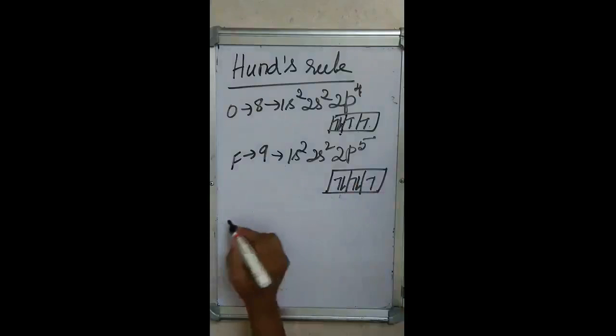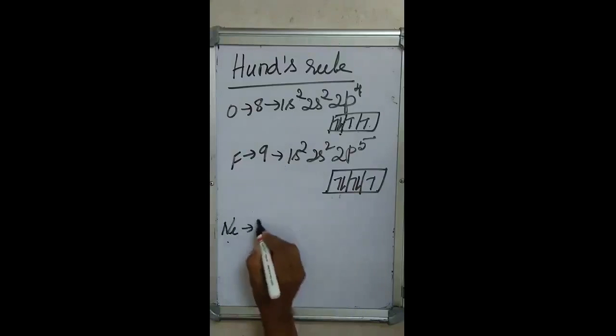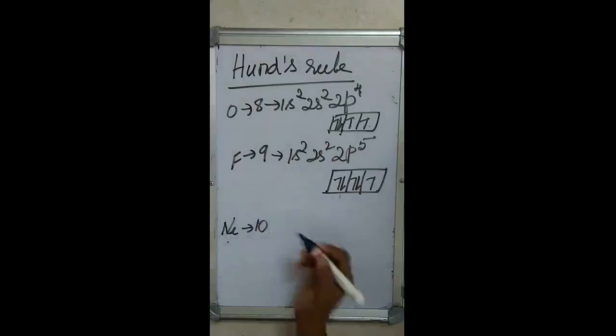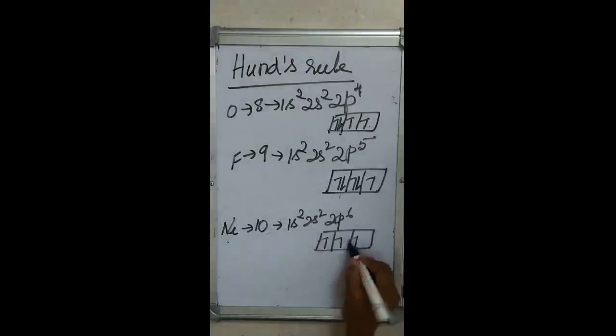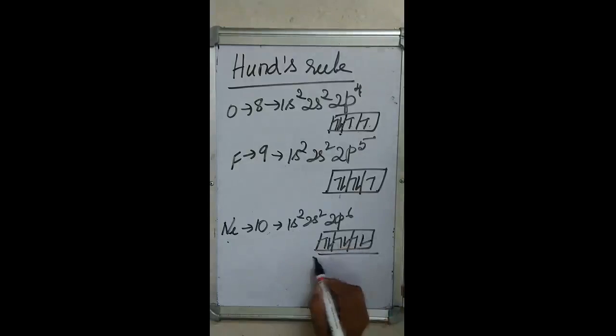Now next, neon. This is a noble gas, so atomic number is 10. Now 1s2, 2s2, 2p6, so this I will write. 1, 2, 3, singly occupied each orbital. Now the fourth electron starts pairing: 4, 5, 6. Now it is completely filled. This is a completely filled p orbital.